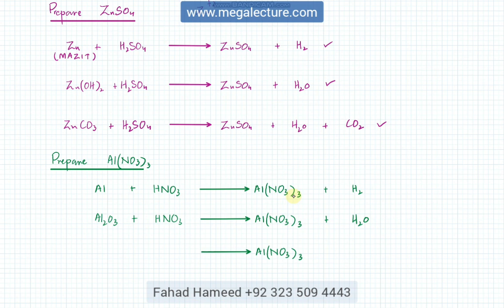Or you can go with the third one, which is a carbonate. The carbonate in our case will be aluminium carbonate. So Al is +3, so you're going to have 3, and carbonate is -2, so Al would be 2. And you can react it with nitric acid, and the byproduct in our case will be water and carbon dioxide.